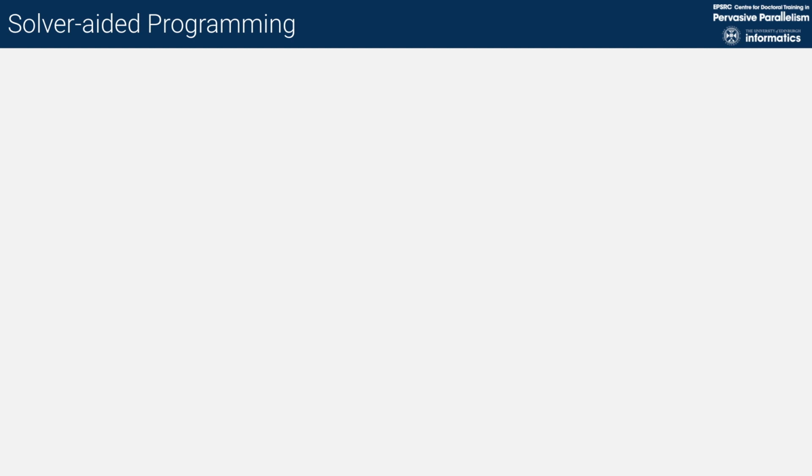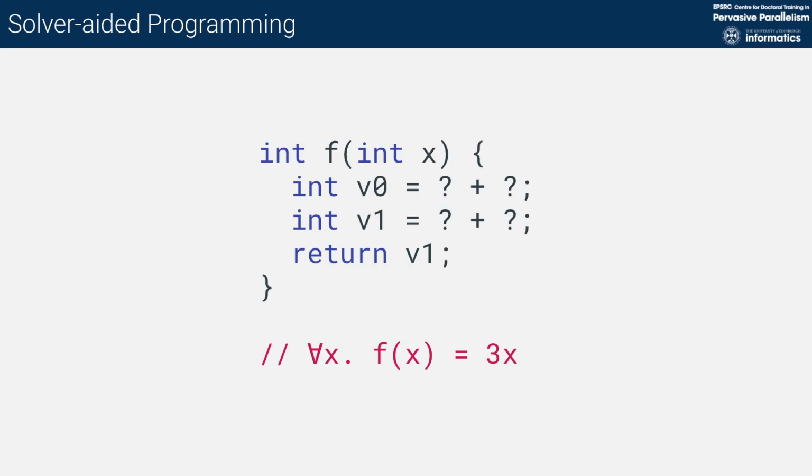For example, we might specify a program using a logical predicate as well as a potential partial program structure. So here we're asking the solver to find us a program that satisfies for all x, f of x is equal to 3 times x, and is somehow implemented using 2 addition instructions. The solver can then discover a correct program and prove that it satisfies the logical predicate.